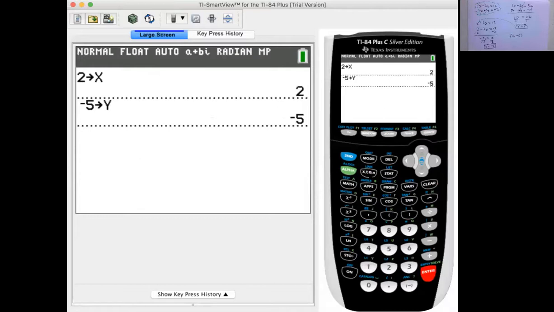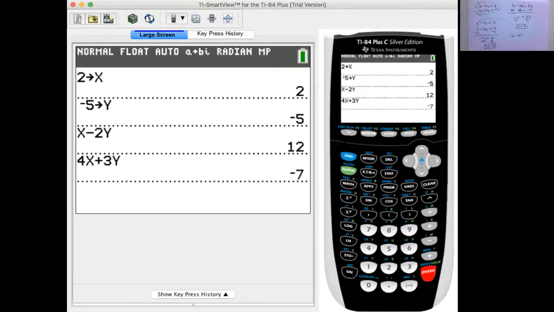The first one was x minus 2y, x minus 2 alpha y. I hope it's 12. Is it? It is. And then the other one is 4x plus 3y. I hope it's -7. 4x plus 3y, is it -7? It is. They both check. We feel good about things.